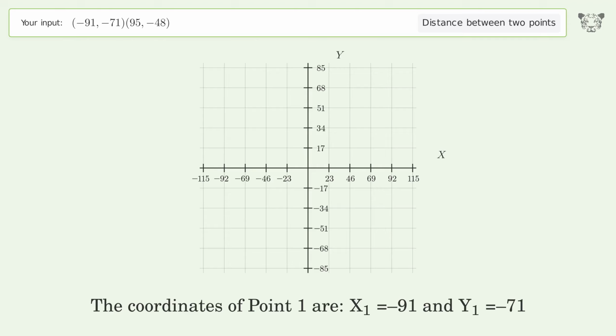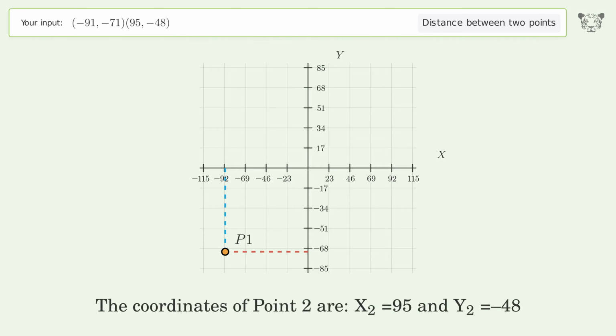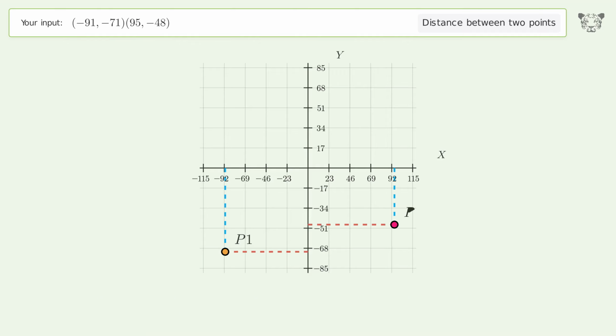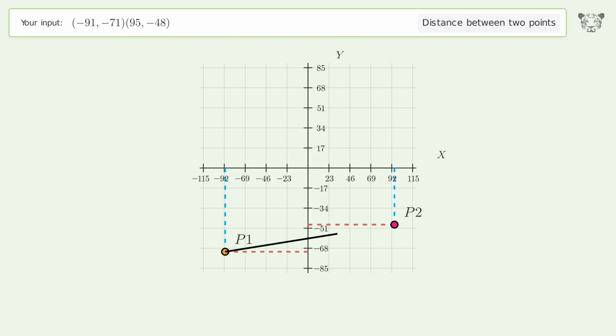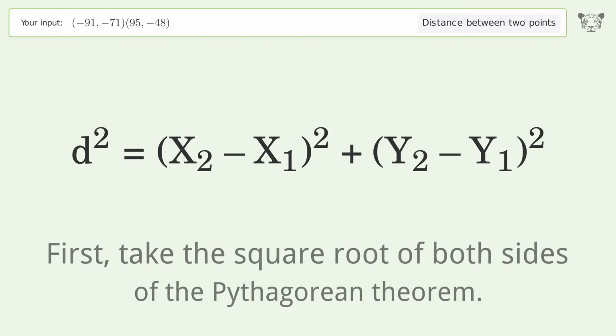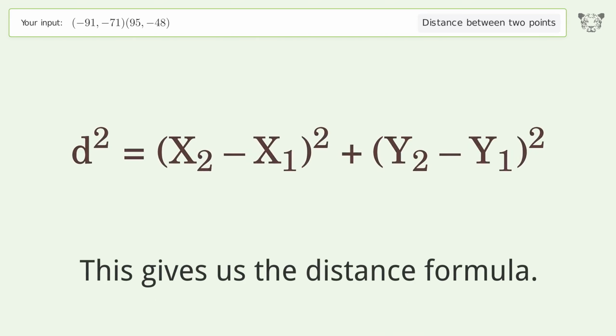The coordinates of point 1 are, x1 equals -91 and y1 equals -71. The coordinates of point 2 are, x2 equals 95 and y2 equals -48. D is the distance between the 2 points. First, take the square root of both sides of the Pythagorean theorem. This gives us the distance formula.